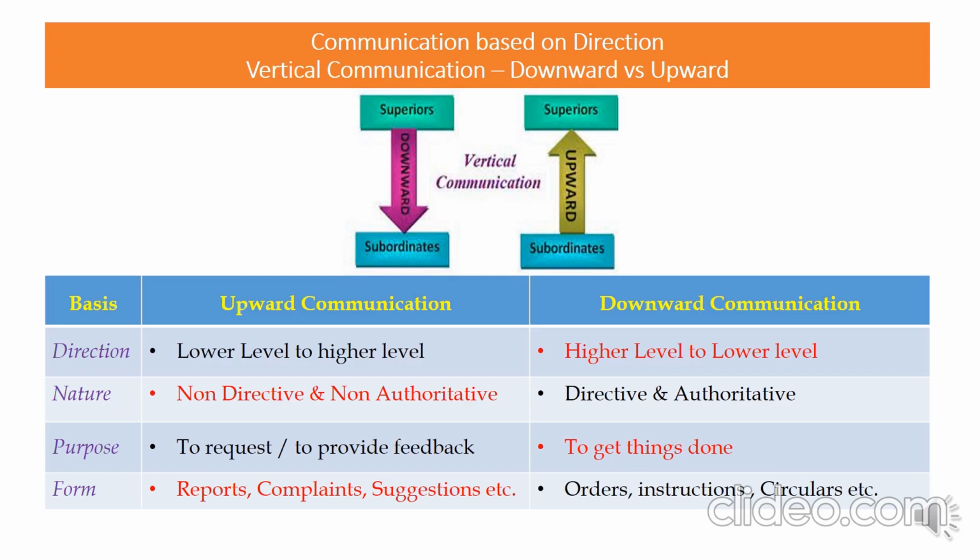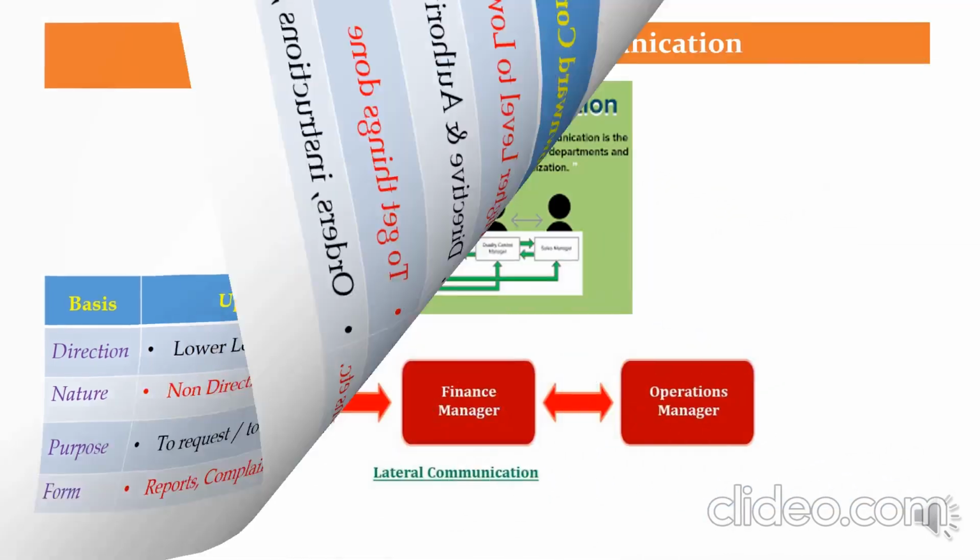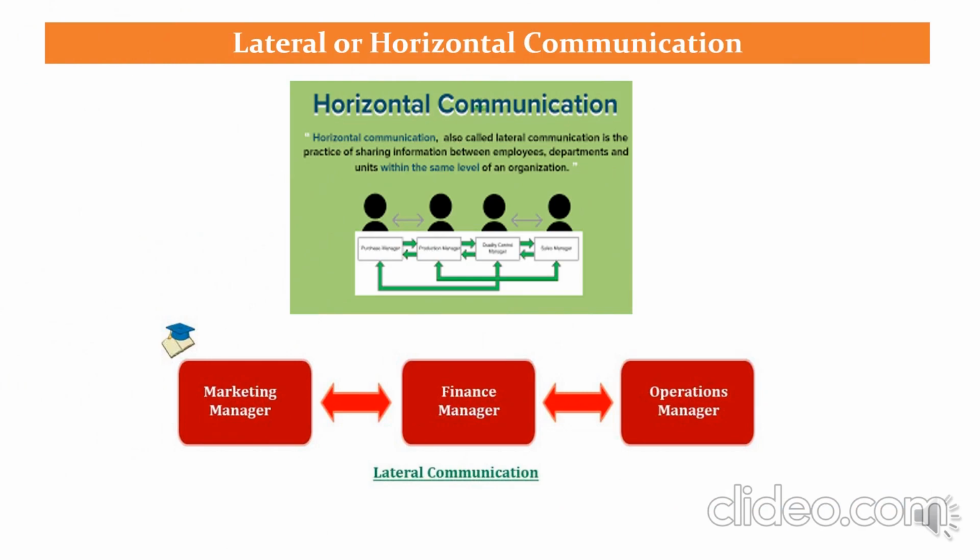The next one is horizontal communication. It is also called lateral communication. For example, communication between a peer group or between employees or individuals with equal status, like marketing manager to finance manager and finance manager to operation managers, etc. This type of communication is called horizontal communication or lateral communication.